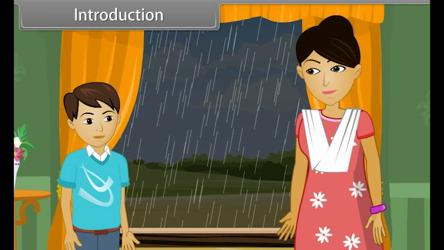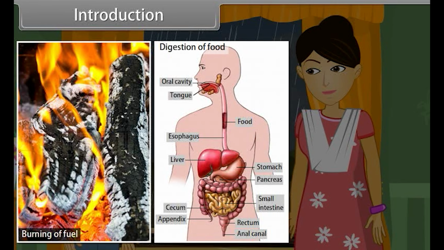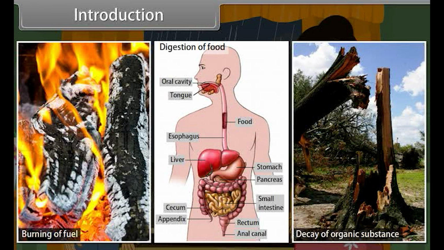Students, redox reactions are all around us. Burning of fuel, digestion of food, decay of organic substances are few examples of redox reaction. Today, we will discuss more about the redox reactions.